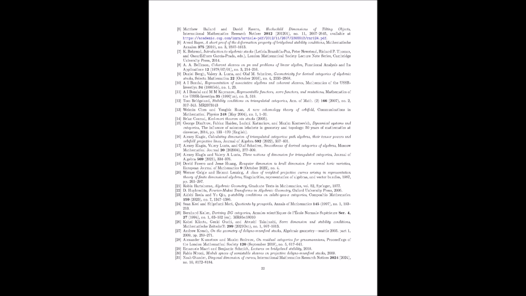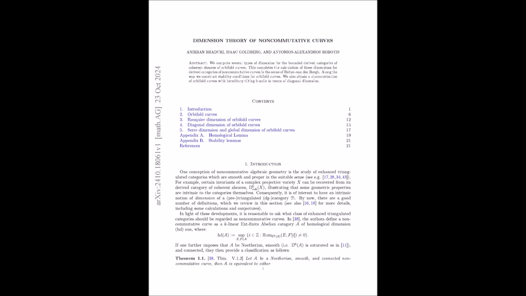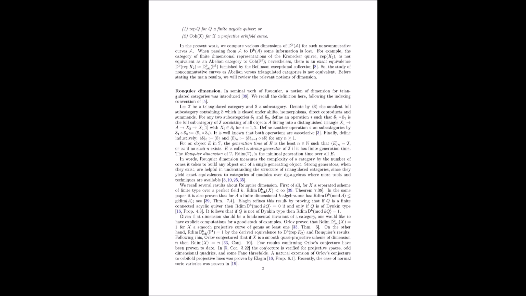But maybe a quick recap is in order before we wrap things up and explore the bigger implications of all these dimensions. A recap is definitely a good idea, just to make sure we're all on the same page. My head is still buzzing a little bit from all these different dimensions. We've covered Rouquier, diagonal, Serre, and global dimensions, each giving us a unique way to look at these non-commutative curves. So what are the key takeaways here? What have we really learned?